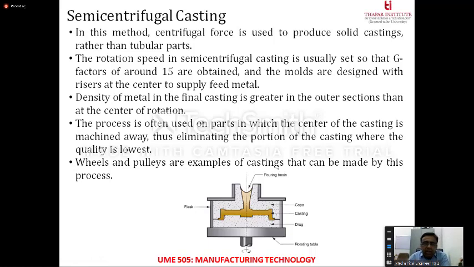While solidifying, you prepare a typical casting of this dimension, which is given by brownish color. So you remove the mold box, you take out this complete casting, and then you can simply eliminate the portion of the casting where the quality is lowest. So what you can generate is a hollow section at the center and a significantly strengthened and reinforced system at the periphery. So you get better strength on the periphery as you desire. Wheels and pulleys are a classic example that are made by this process.